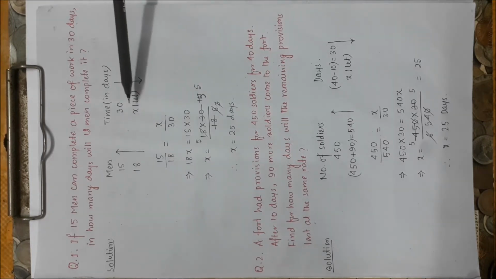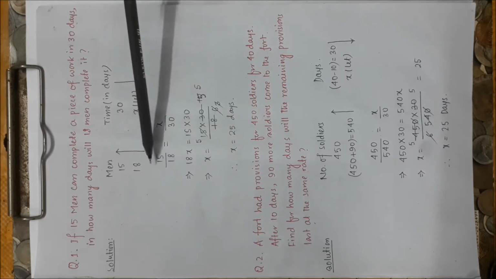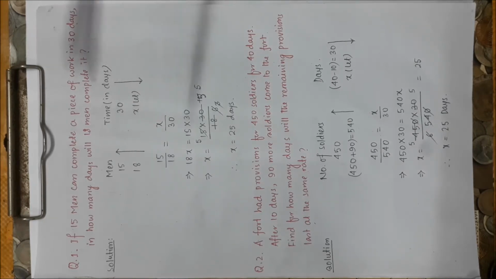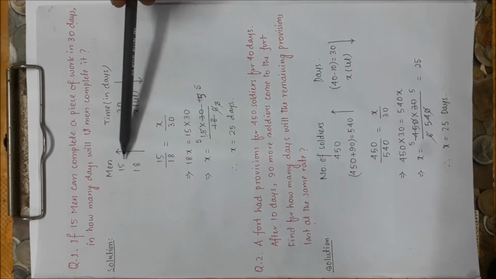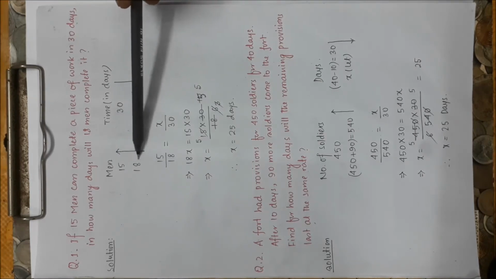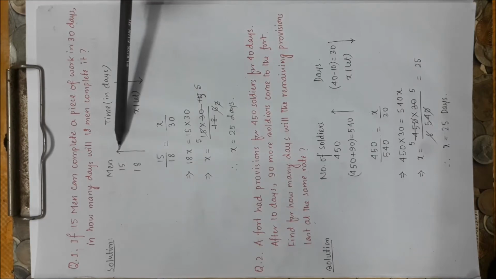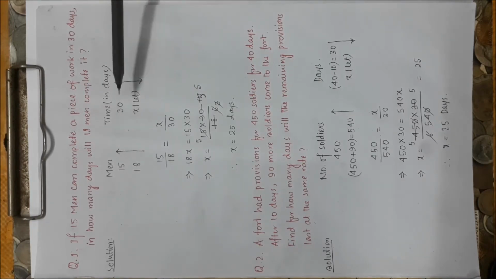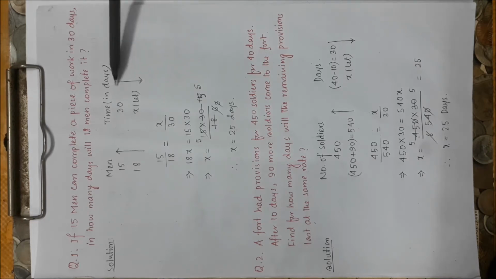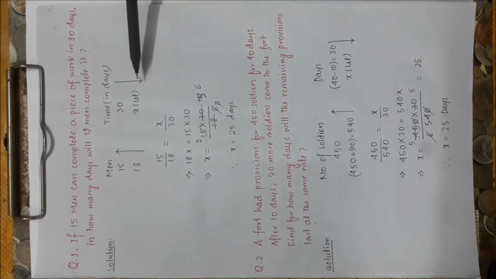So for 18 men, I will consider x as the time taken to complete the work. We are increasing the number of men from 15 to 18, so the upward arrow represents that the number of men increases. If you increase the number of men, the time taken will decrease. So the downward arrow represents decrease. So this is a sum based on inverse variation.